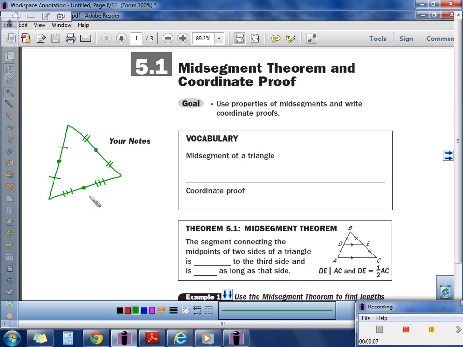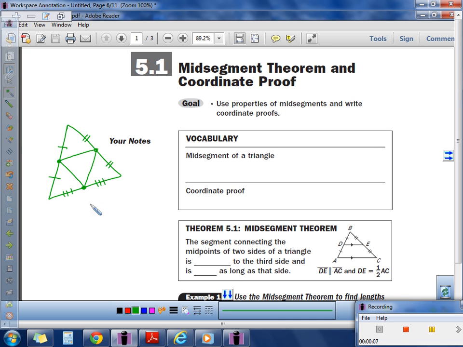Now, how did I say a midsegment was formed? Connecting two midpoints. So I'm going to connect some midpoints. I'm going to connect these two, those two, and the last two. You can see it makes kind of a neat little shape. It now has four smaller triangles inside that one large triangle. And the cool thing is those are all the same size.